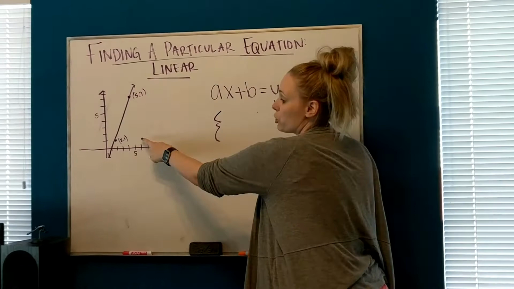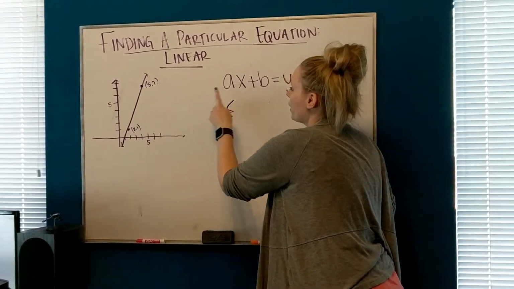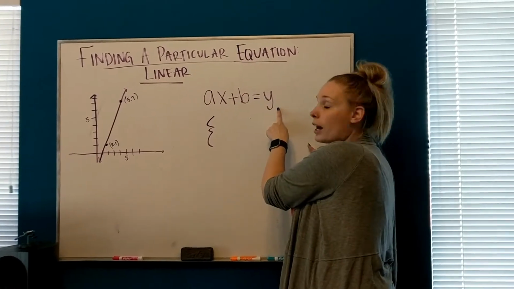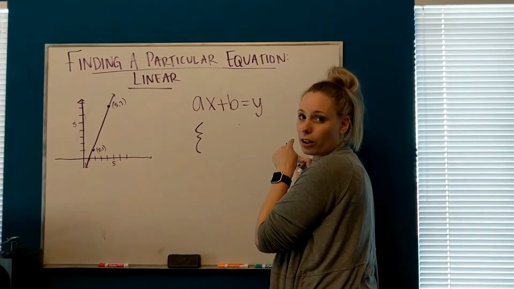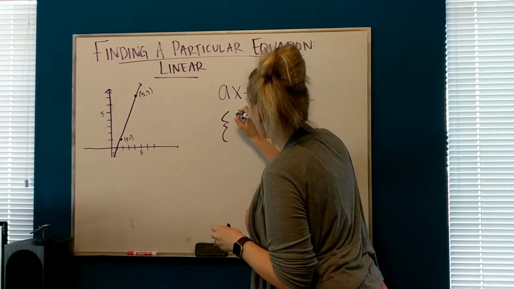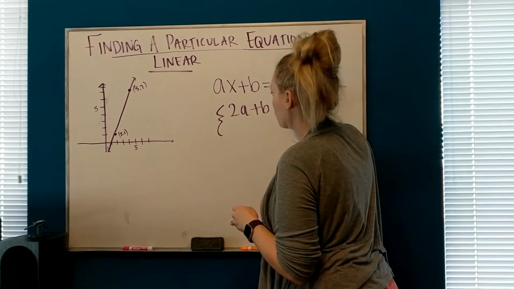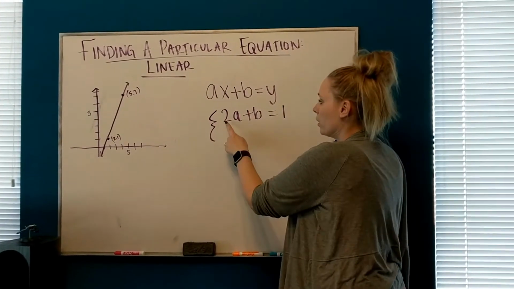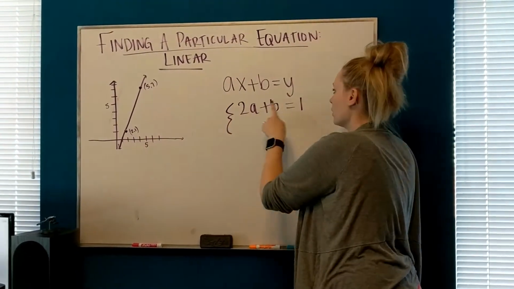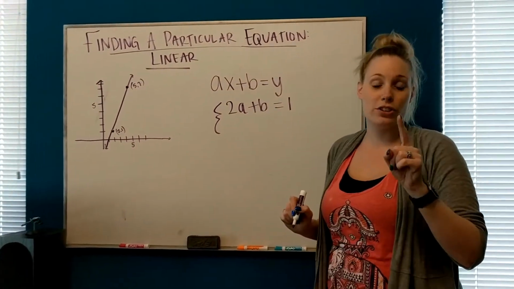Now I'm going to take this first point. My x value is 2, my y value is 1, and I'm going to plug those in here. I don't know what a and b are. That's what I'm solving for, but I know x and y. So I'm going to have 2a plus b equals 1. 2 is the x, 1 is the y. That's one of my equations.